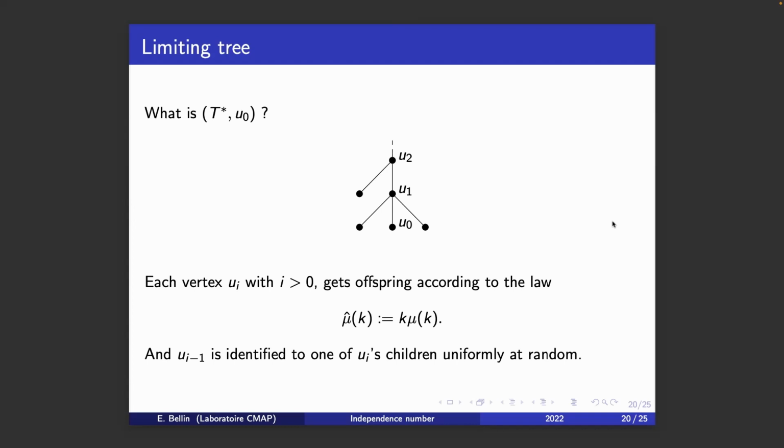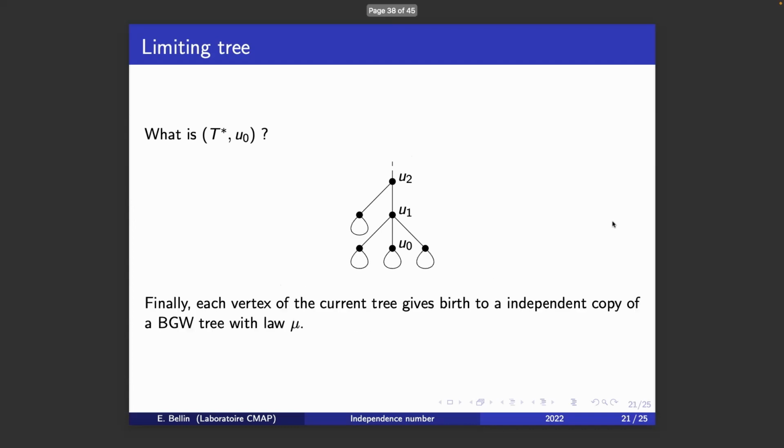We are not done yet. Here we have a tree, but this is not yet T star. In our current tree, we have some leaves, including u0. Here u0 is a leaf. And to each leaf of the current tree, I attach an independent copy of a Bienaymé-Galton-Watson tree with the law mu, which I represent with those little bulbs. It means that I have attached an unconditioned, a normal Bienaymé-Galton-Watson tree. And this is our final product. This is T star.